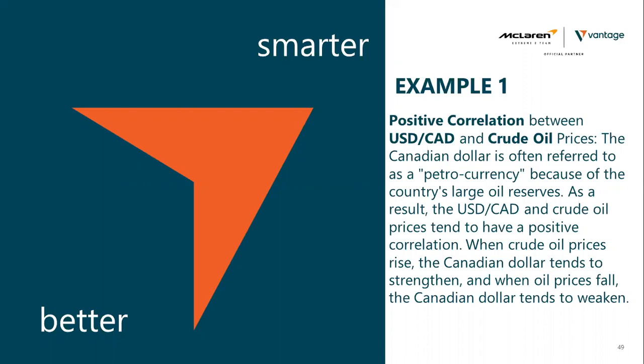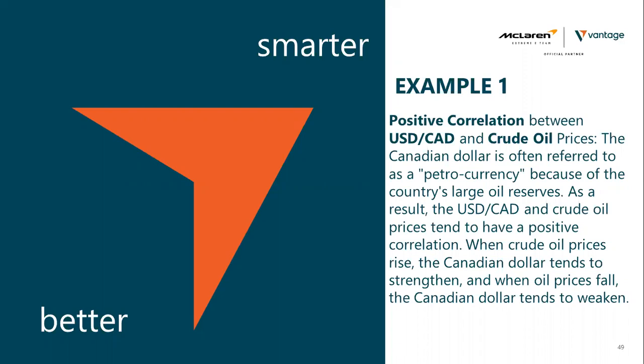It says the Canadian dollar is often referred to as a petrocurrency because of the country's large oil reserves. As a result, the USD CAD and crude oil prices tend to have a positive correlation. You see, so that means USD CAD and crude oil have a positive correlation. When crude oil prices rise, the Canadian dollar tends to strengthen. And when crude oil prices fall, the Canadian dollar tends to weaken.